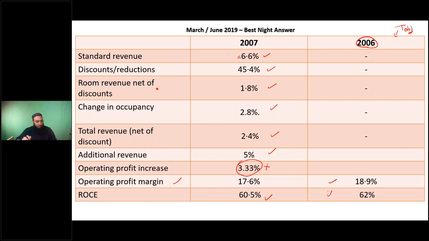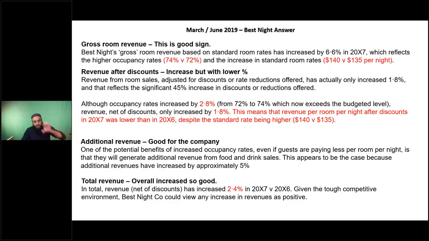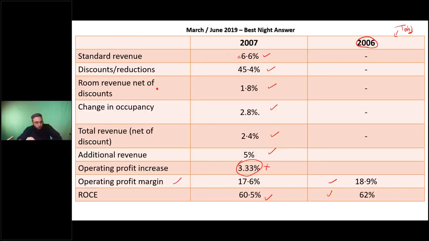So now let's come towards the interpretation and what to do. Listen, subheadings are important, and under each subheading, paragraphs are important. So listen to what I'm doing here. First, this is the first subheading that I've used here, gross room revenue. If I say gross room revenue increased by 6.6%, be with me. So calculation, comment and discuss.